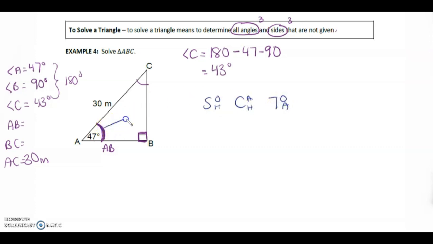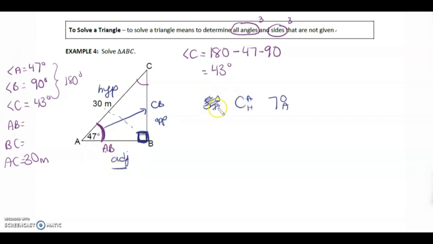And let's label side CB as opposite. Side AB is going to be adjacent, because opposite and adjacent meet at 90 degrees. And 30 meters is going to be the hypotenuse, right? It's opposite the 90-degree angle. So to solve for side length AB, AB is the adjacent side.